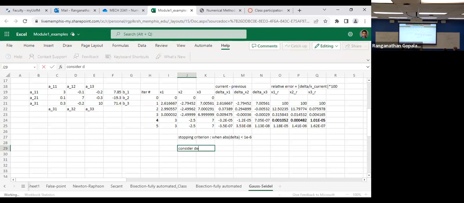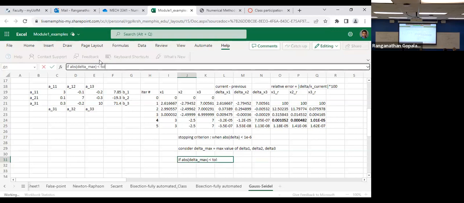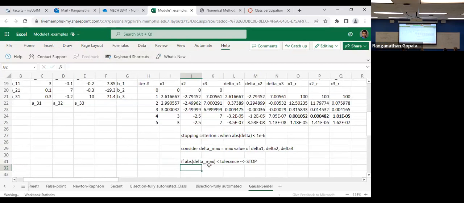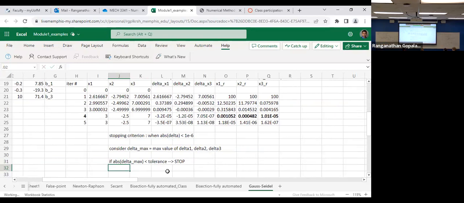Consider delta max equal to the max value of delta 1, delta 2 and delta 3. If delta max is less than tolerance, or if the absolute value of delta max is less than tolerance, then stop. You can see this, right? It's not too small. Okay. If the absolute value of the largest of these deltas is less than the tolerance, then you can stop.